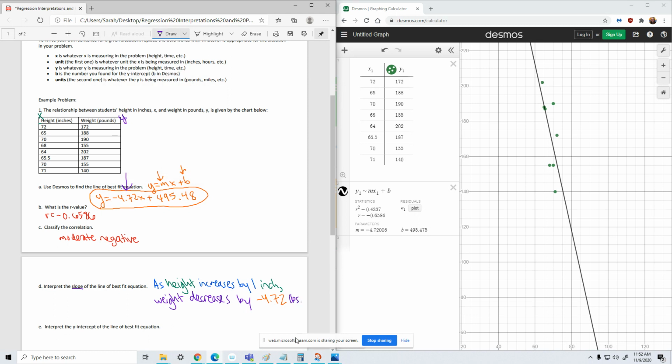So when we're asked to interpret the slope, we're writing this sentence. The parts that are in blue stay the same every time. The parts that are in other colors are what we customize based off of this particular problem.